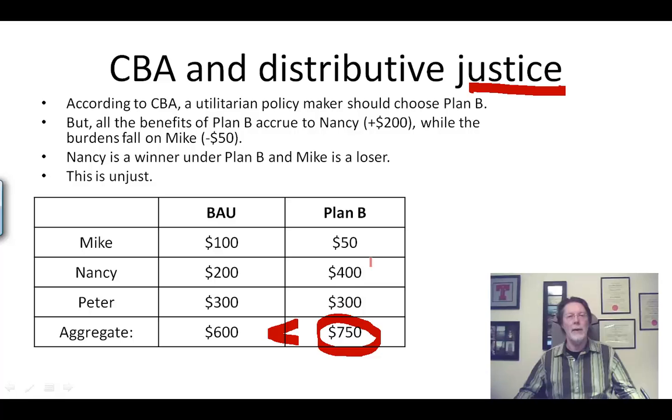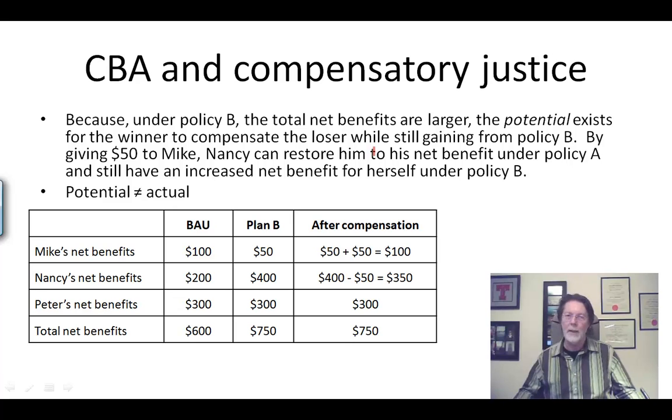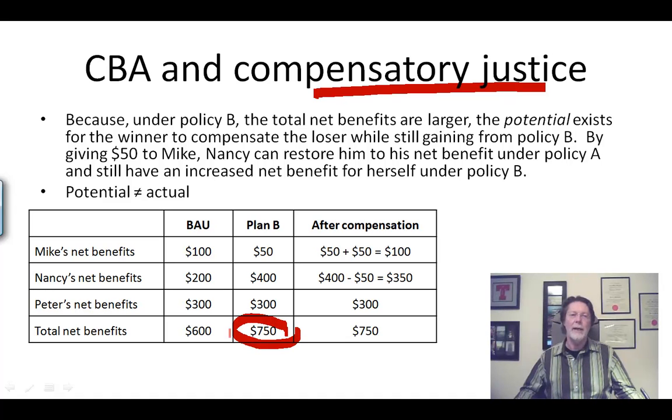So Nancy's a winner and Mike's a loser, just like the issues we had about distributive justice in international trade. Nancy's a winner, Mike's a loser, even though the total for everybody is higher. And that's one issue you always have to look at when thinking about cost-benefit analyses. The other is the issue of compensatory justice. Because 750 is bigger than 600, there's more pie to go around, to use the metaphor.